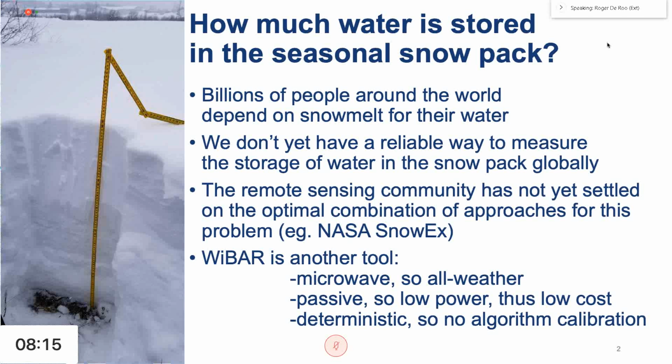Wideband autocorrelation radiometry, I'm developing it. ESTO is supporting it as another tool in the toolbox. It's passive microwave, which definitely has a very long heritage, and we know the advantages of that. The passive being low power and low cost, the microwave being all weather. But we're working at a different wavelength region, much longer wavelengths, and as a result, what you get is a deterministic observable, and this means that there's no algorithm calibration that's required for it. Next, please.